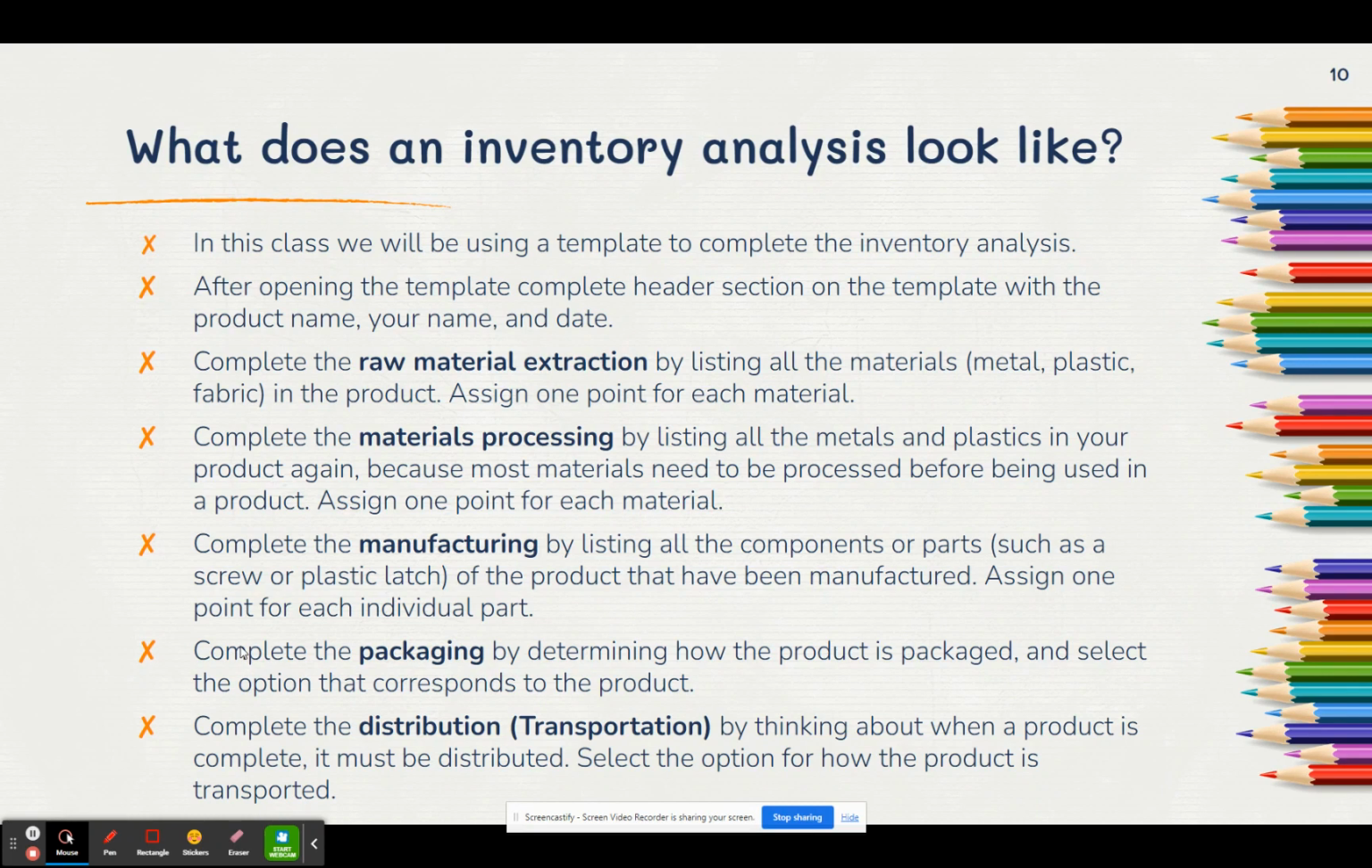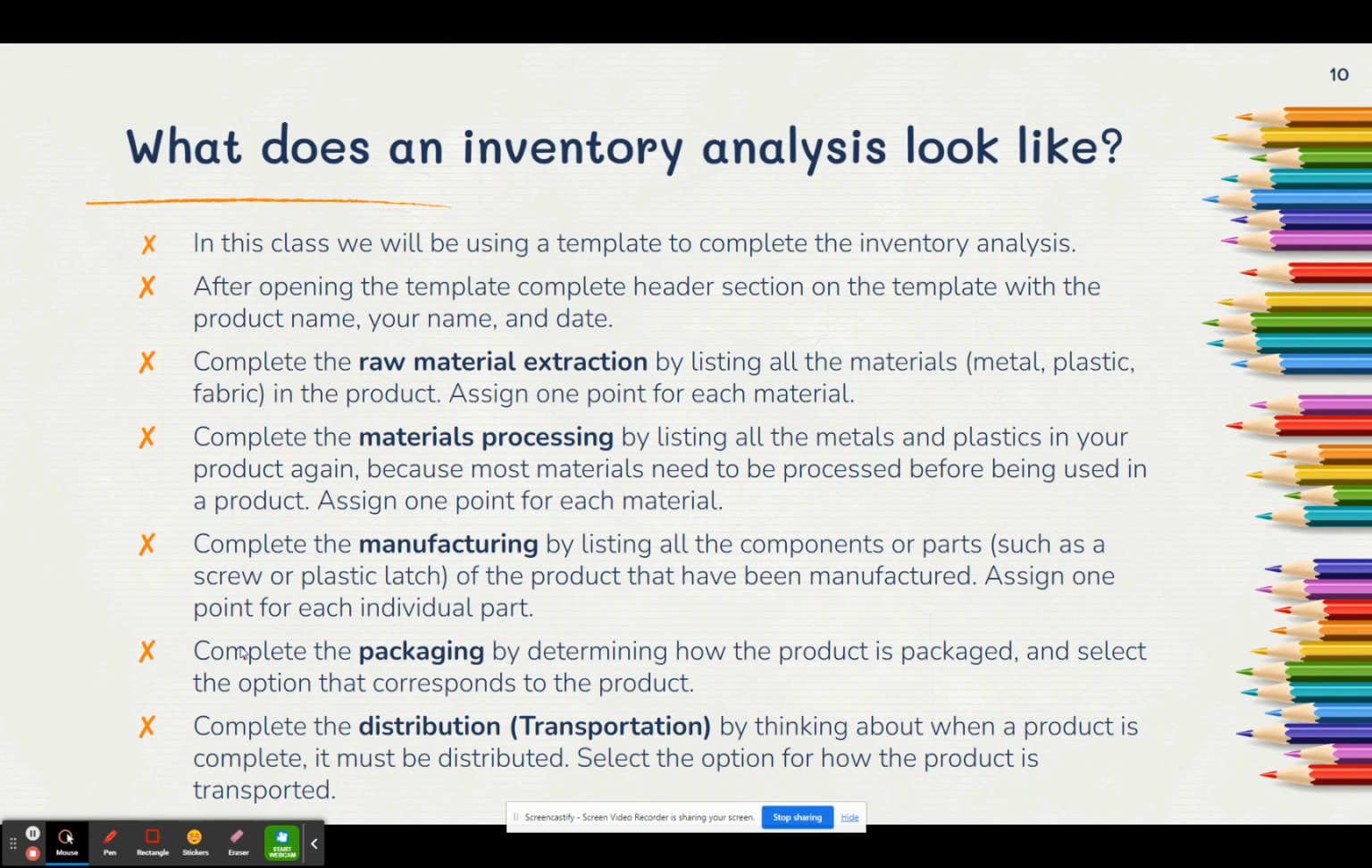You then complete the materials processing by listing all the metals and plastics in your product again, because most materials need to be processed before being used in a product. So, for every material that needs to be processed, as in it's not naturally occurring from the earth, then we assign a point. Then we complete the manufacturing area by listing all the components or parts, such as a screw or a plastic latch of the product that have been manufactured, meaning again, not naturally occurring. And then we assign 1 point for each individual part.